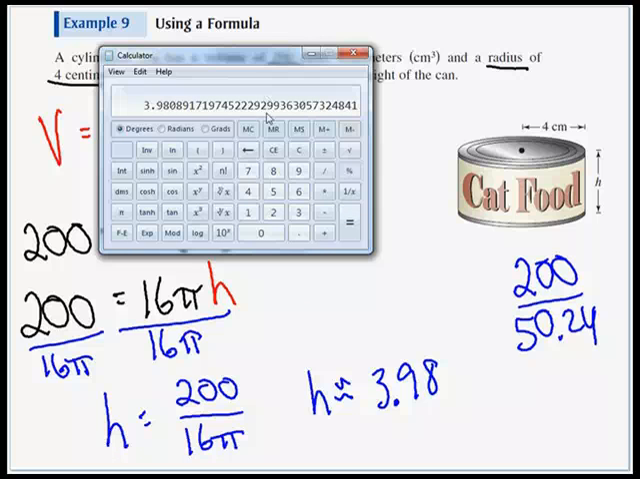If you're using the fancier TI-89 calculators, you could do parentheses around that denominator. So let's try this with the parentheses. 200 divided by, and then we're going to group our denominator, parenthesis 16 times, and is there a pi key here? Yes, right there, 16 times pi. We close the parentheses. So if we look up here now, we have 200 divided by 16 times pi, and we hit equals. Boom, 3.98, rounded off.